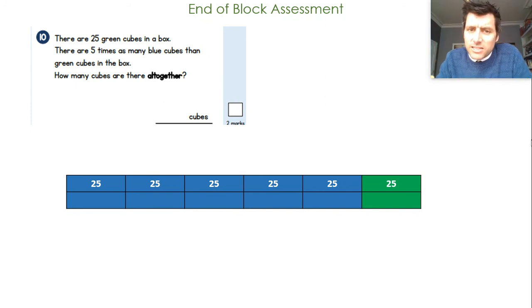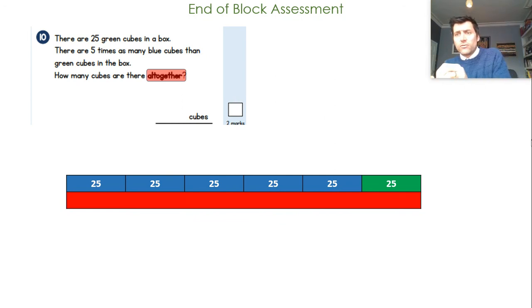Now we're being asked to identify how many there are altogether. So we've got to think about altogether means we add up those 2 values. So we've got 25 green ones and 5 lots of 25 blue ones. So what we need to do then is look how many lots of 25 we've got, which is 6. So it's 25 times 6. Can anybody do that? You do it as we've done the earlier ones, great. So 25 multiplied by 6 would be 150.